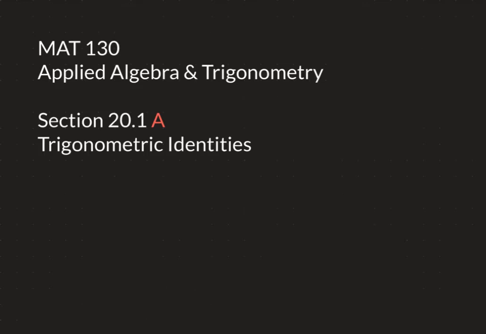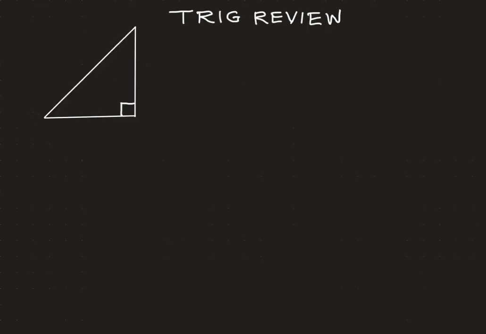All right, welcome back to Applied Algebra and Trigonometry. We're going to be talking today about trigonometric identities. Let's go through a basic trigonometry review. We need a right triangle and a given angle to do that.